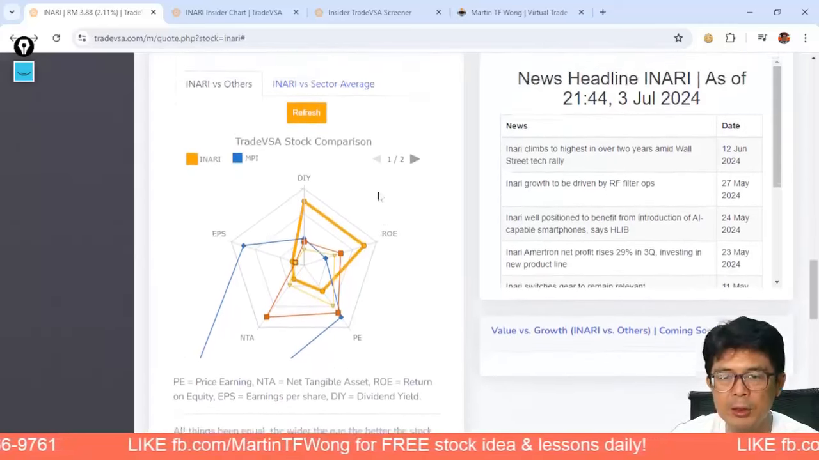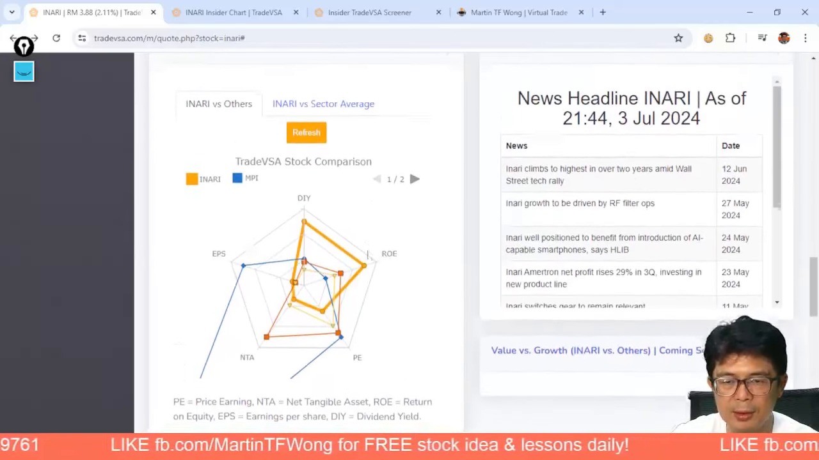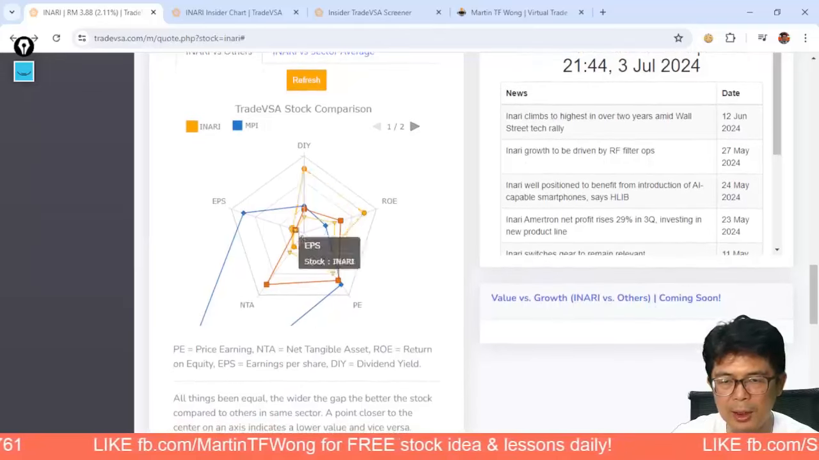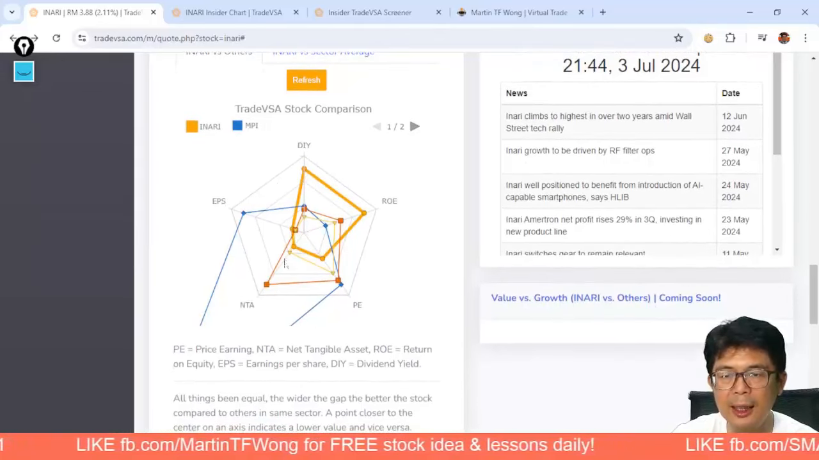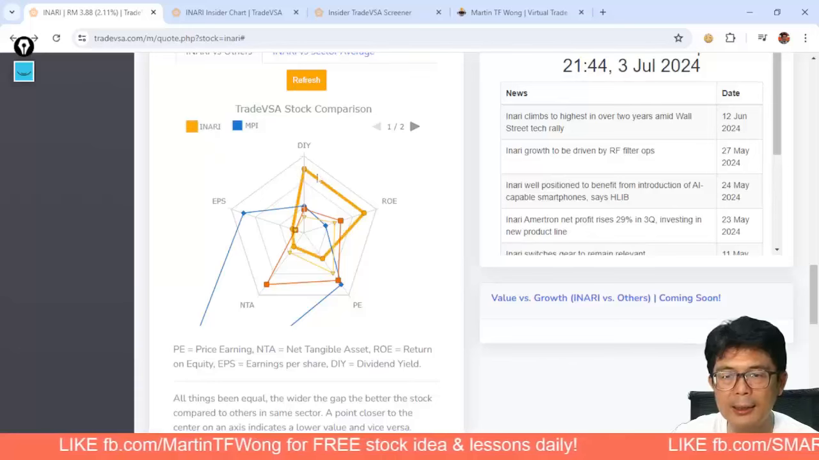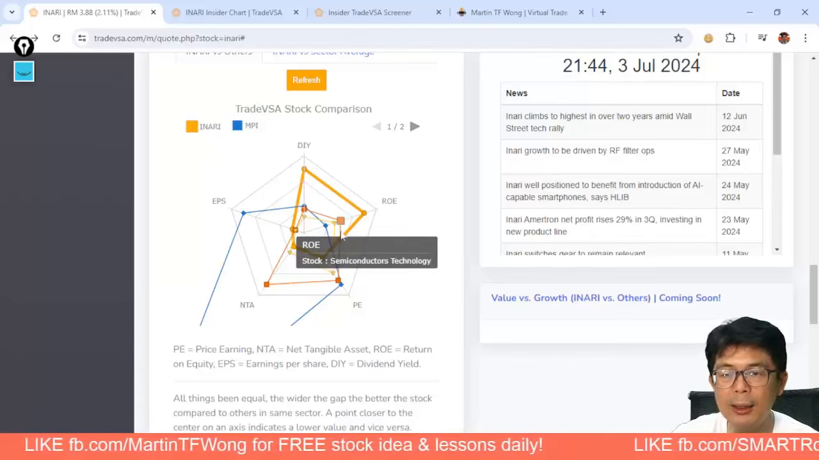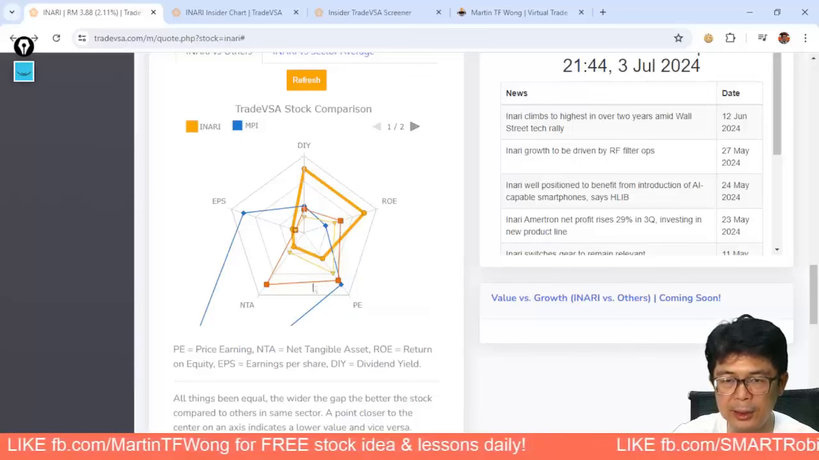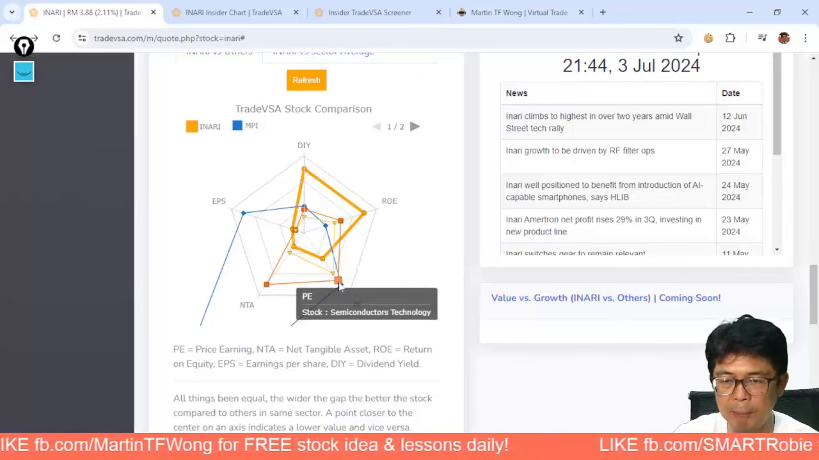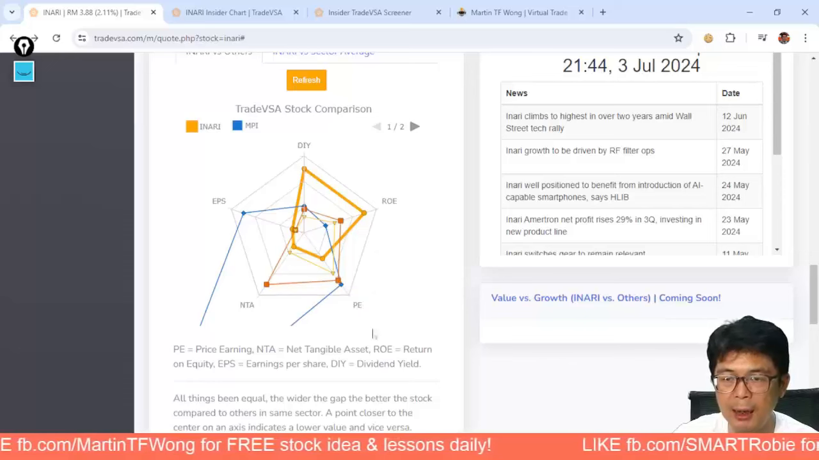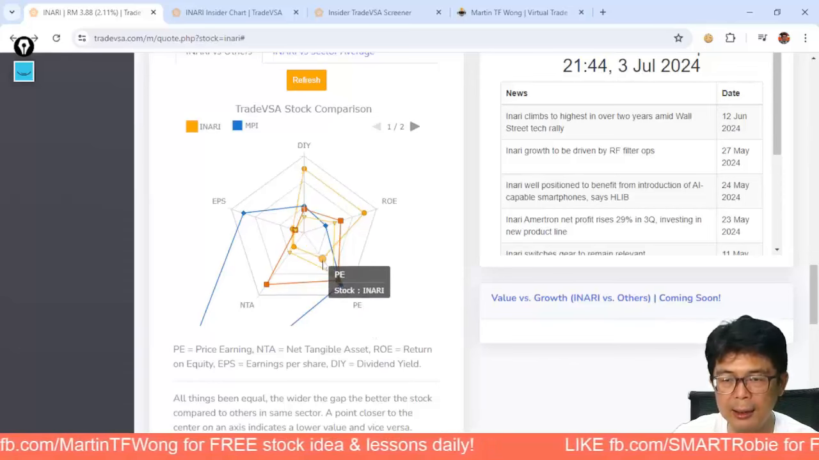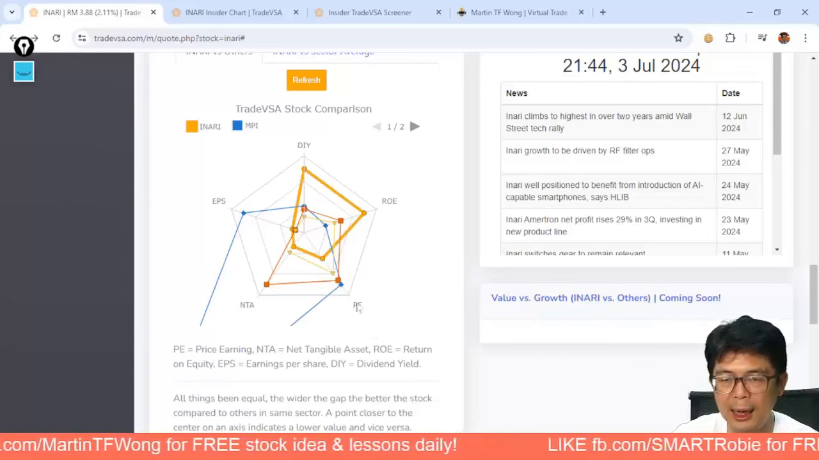So on the stock comparisons, I'm just trying to figure out why this chart is in here. You can see Inari compared to MPI. This one is the semiconductor technology. You can see semiconductor technology in terms of PE, Inari is not so good. Right? You can see Inari is 40 plus.